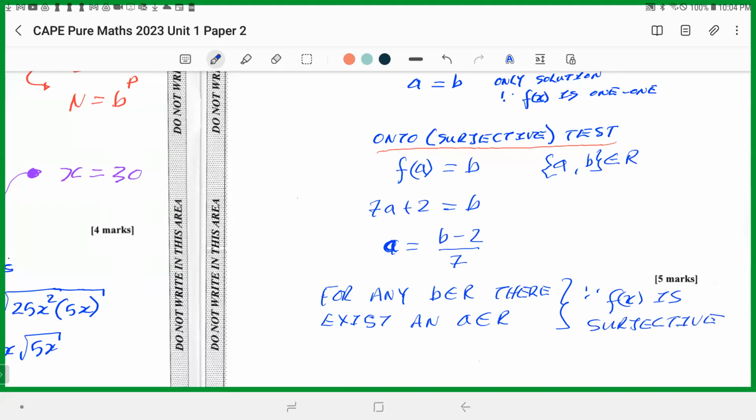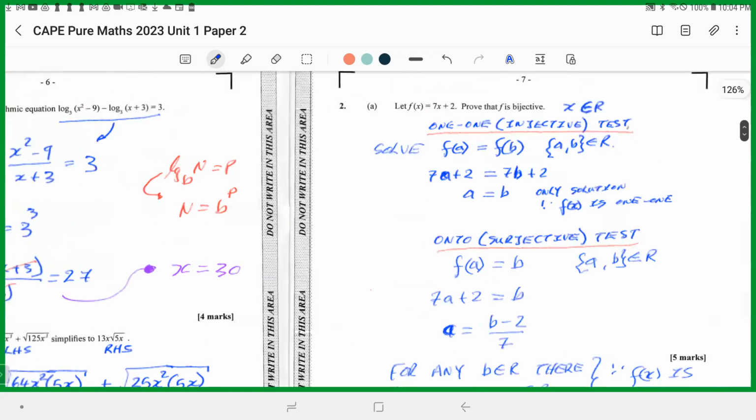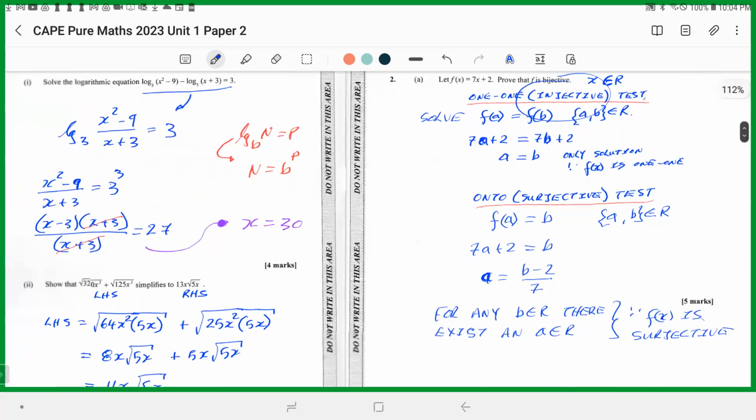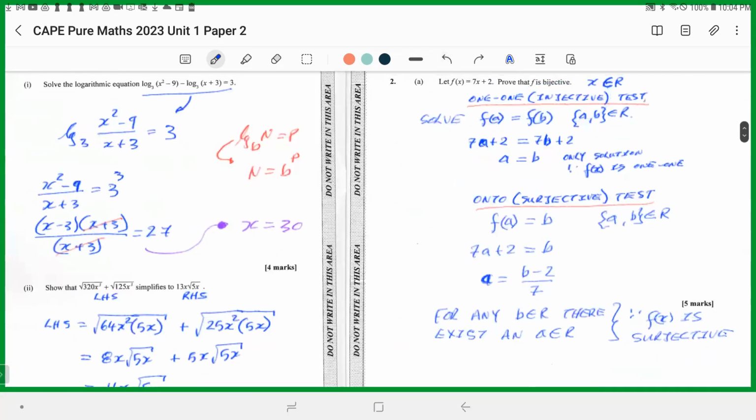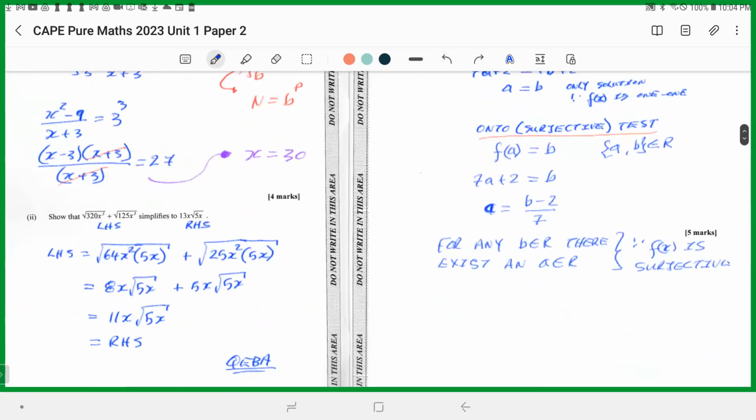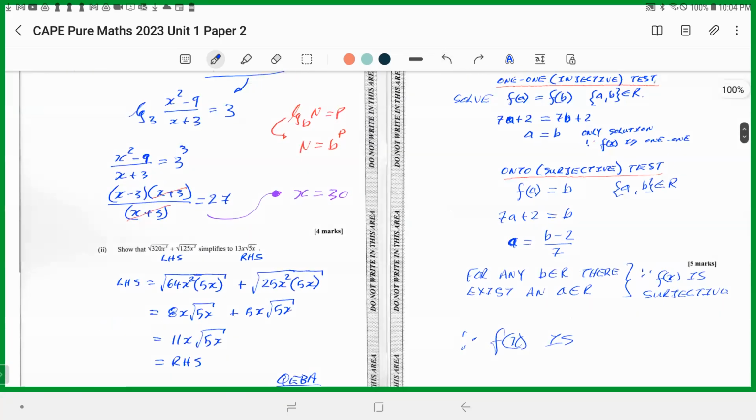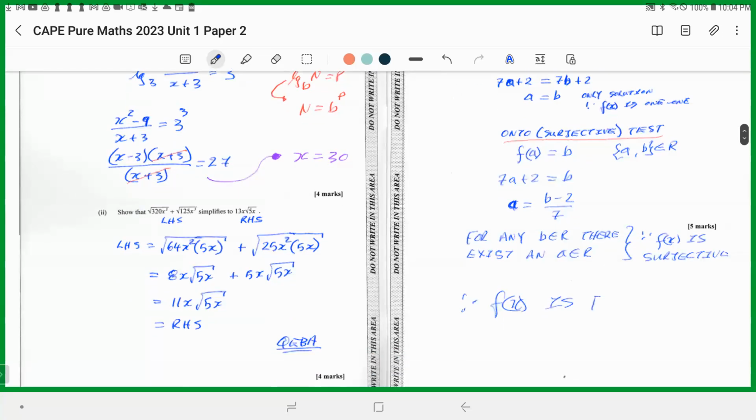And since it is injective and surjective, it means that it is bijective. So you can write the conclusion down here. Therefore, f of x is bijective. Sorry, it is bijective. I hope I use the right word. If it is injective and surjective, it means that it is bijective. That's a word meaning both of them. Bijective.